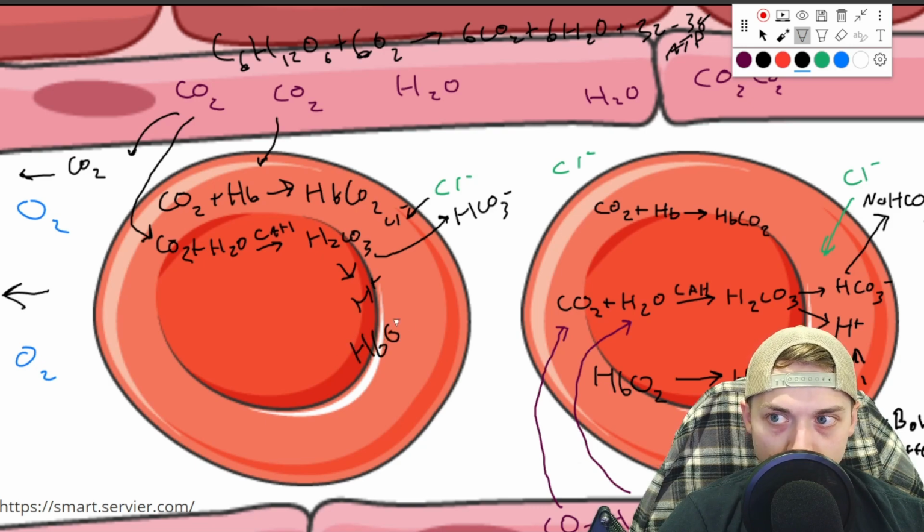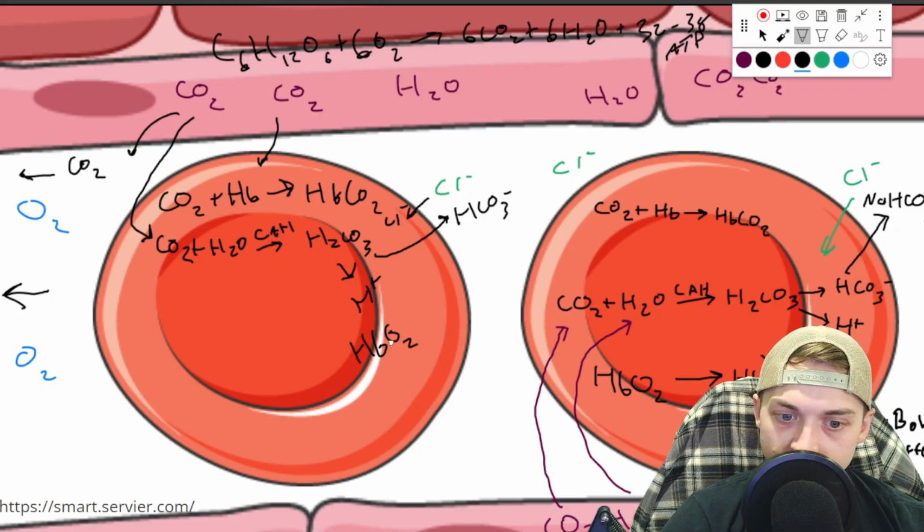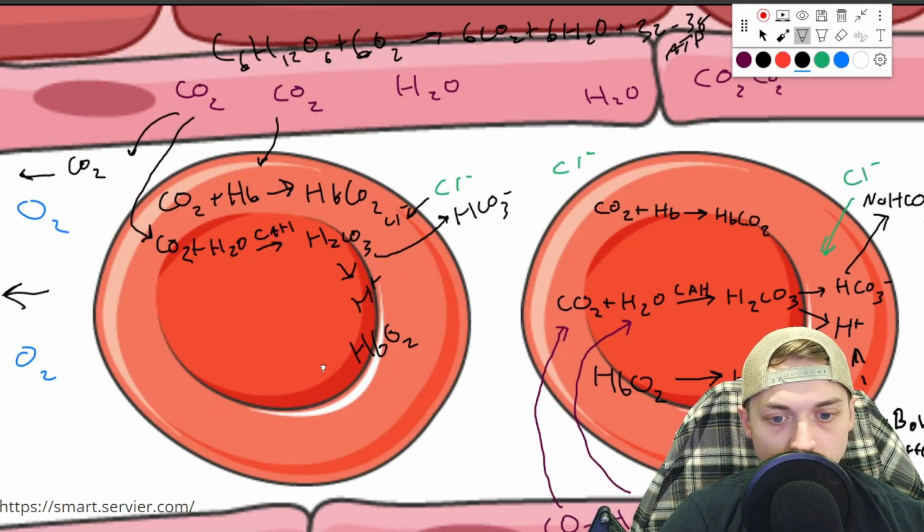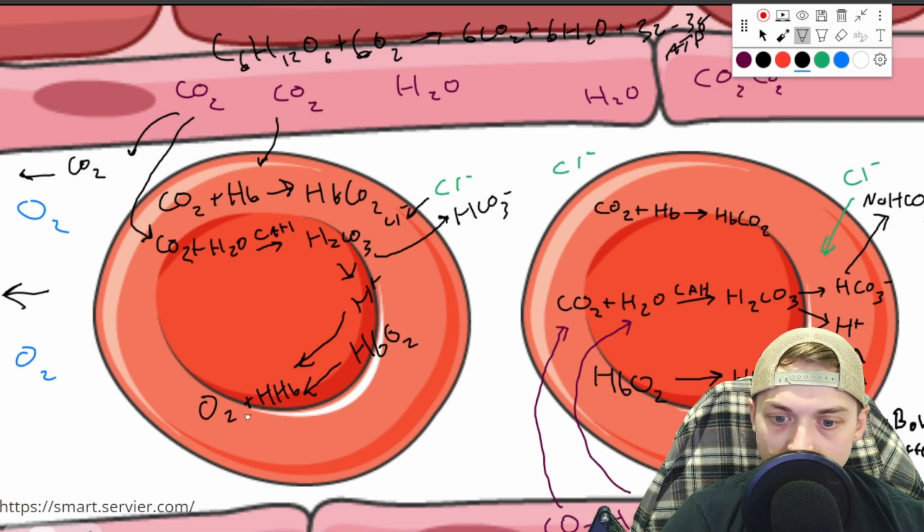HbO2. This is our oxyhemoglobin, right? So we got oxygen bound to hemoglobin right here. And then some funky stuff is going to happen. And then this hydrogen ion that the carbonic acid left behind is going to come down here, and it's going to combine with hemoglobin. And once that happens, our hemoglobin is going to ditch that oxygen molecule so that it can come down here and perfuse your tissues.